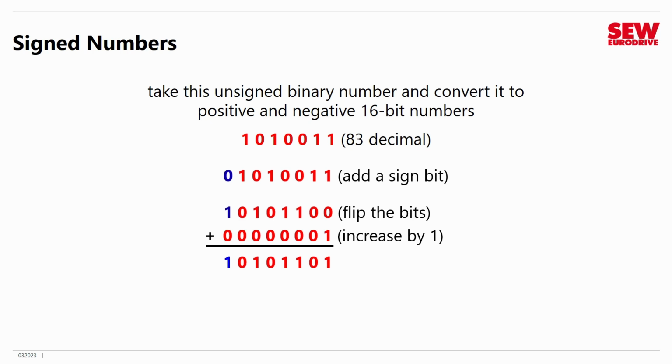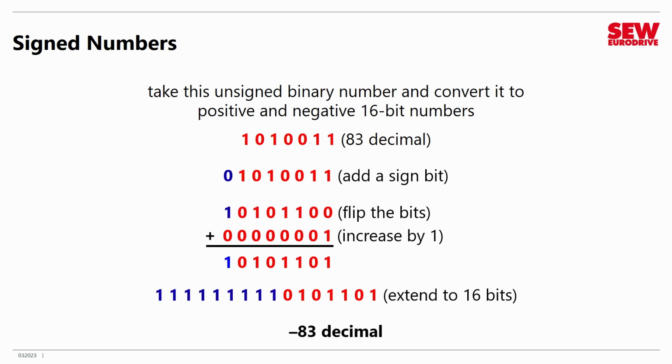But we have one more step. We have to sign extend it so it's 16 bits. So we add a few more ones on there. We take that blue bit and extend it out. And now it is, in fact, minus 83 if we turned it back into decimal. Okay, hope that made sense. You won't have to do this again, but I wanted you to try it once.